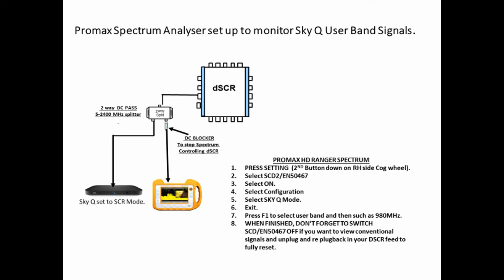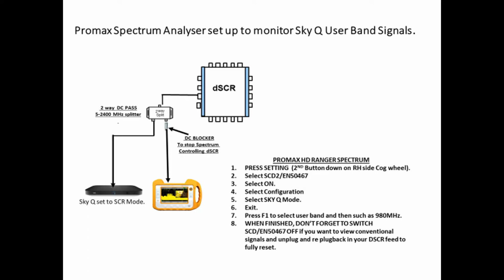You also need a DC blocker. The DC blocker you fit on the lead going into your spectrum analyzer. That is to stop the spectrum analyzer controlling the DSCR. You want the satellite receiver to control what signals is being sent from the DSCR.